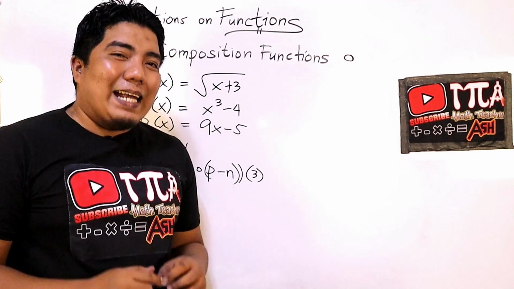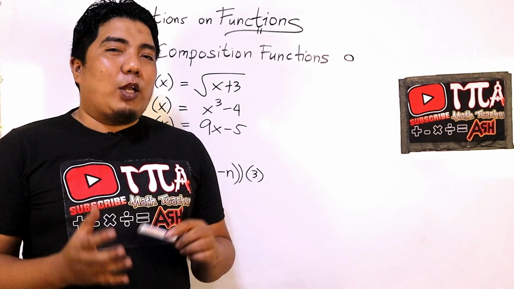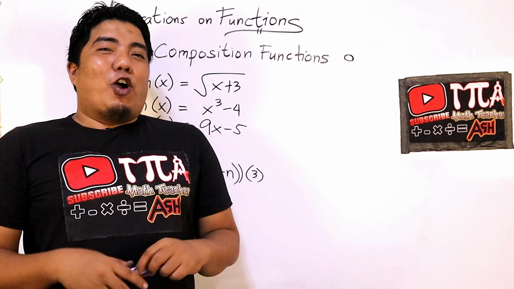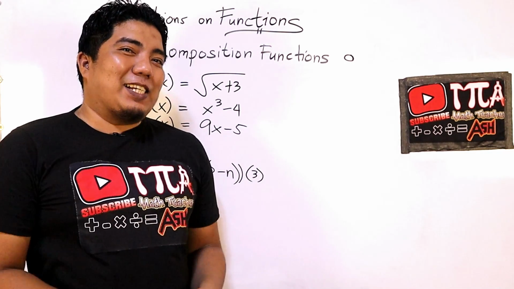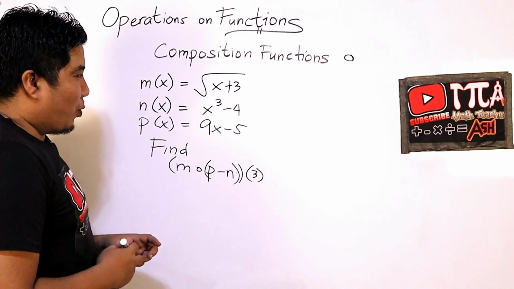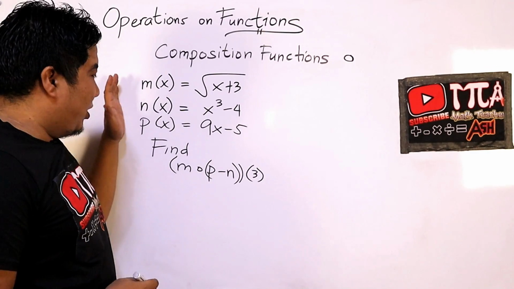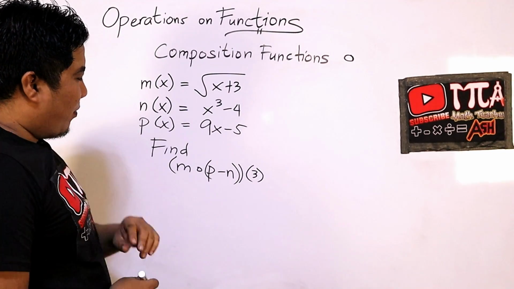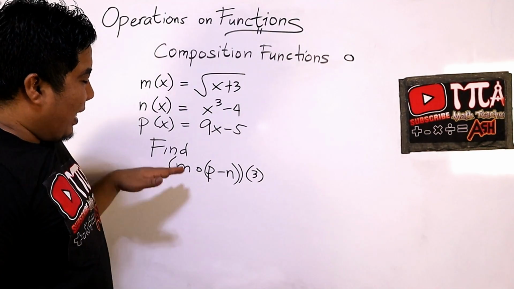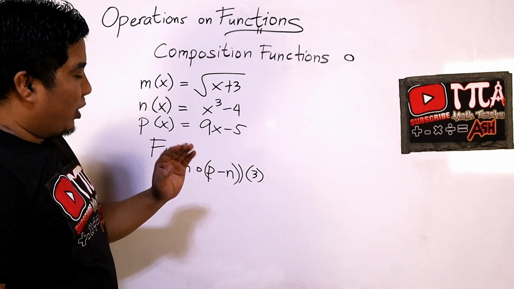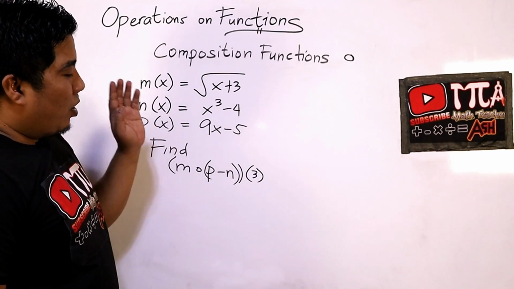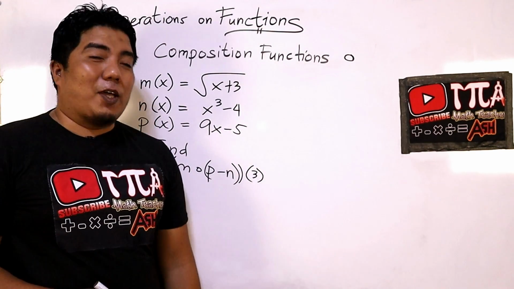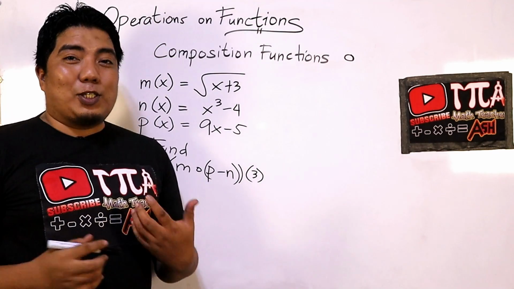Okay, math learners, we are now in our final example, and we have a combination of the composition as well as the subtraction of functions. So we have here three given functions, the m of x, the n of x, and the p of x, and we are asked to find the m of the difference of p minus n of negative 3. Okay, so how do we solve this one?